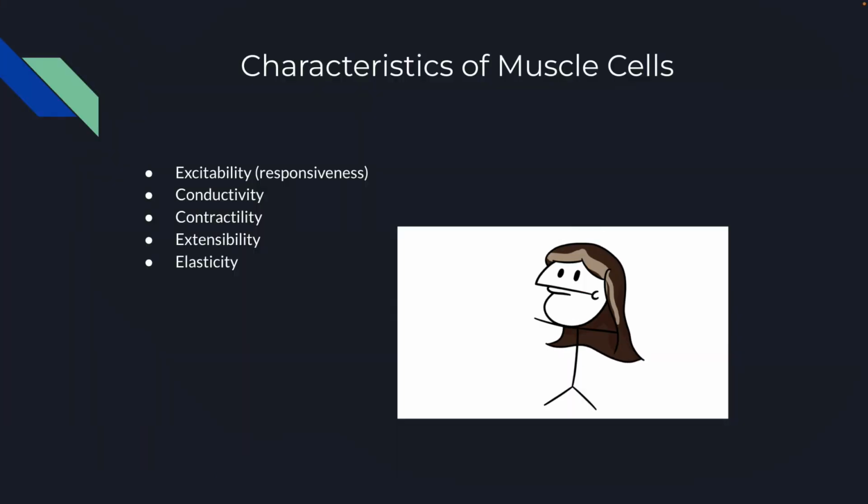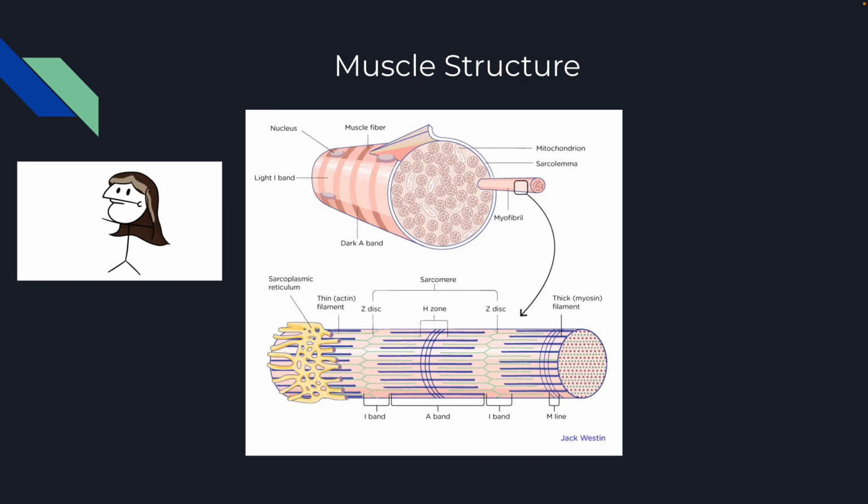Moving away from what muscles are in your body, we will now be focusing on characteristics of muscle cells. They must have excitability, or responsiveness, conductivity, contractility, extensibility, and elasticity. The plasma membrane of a muscle fiber is called a sarcolemma. The cytoplasm is called the sarcoplasm.